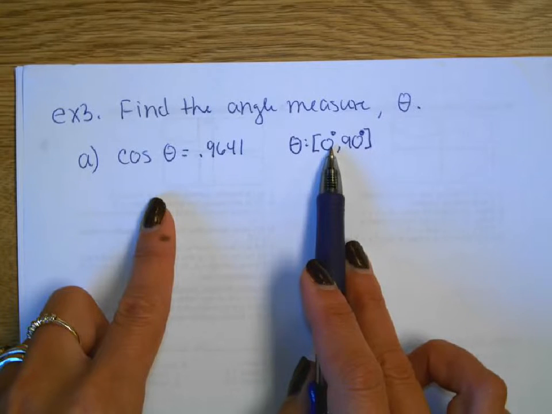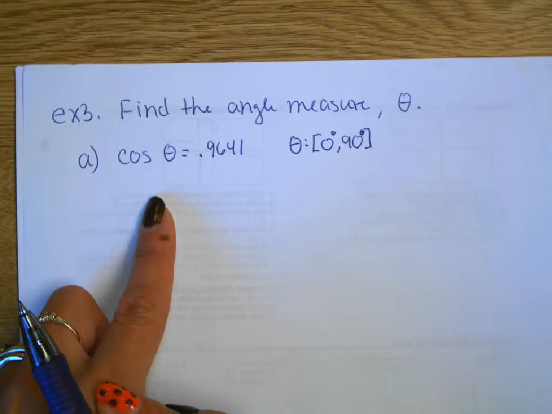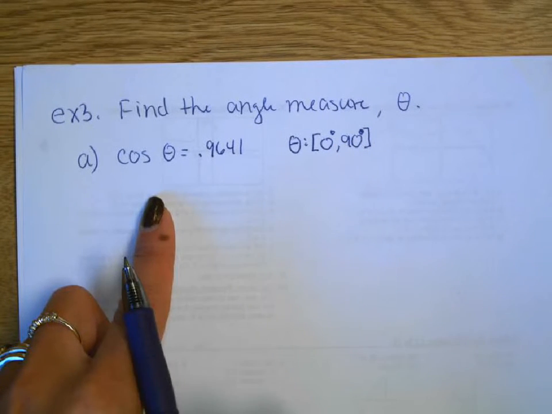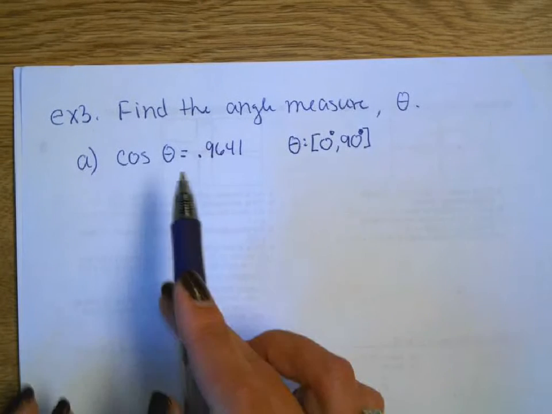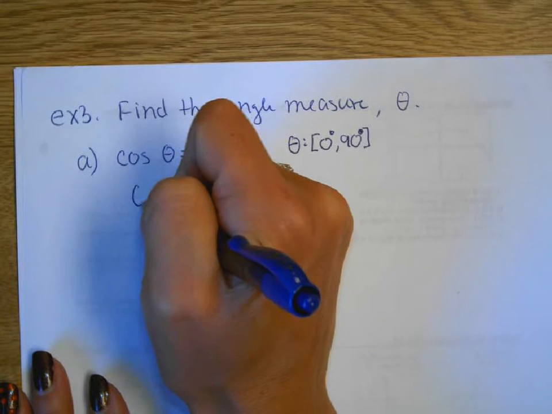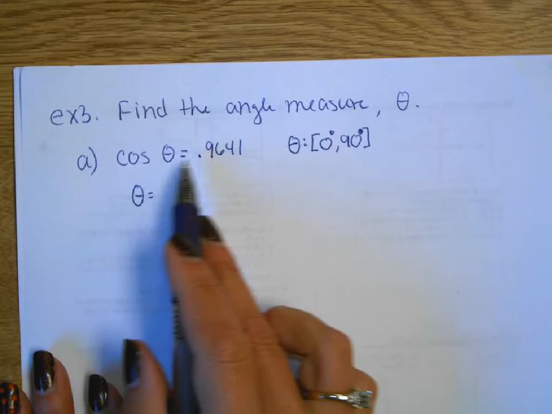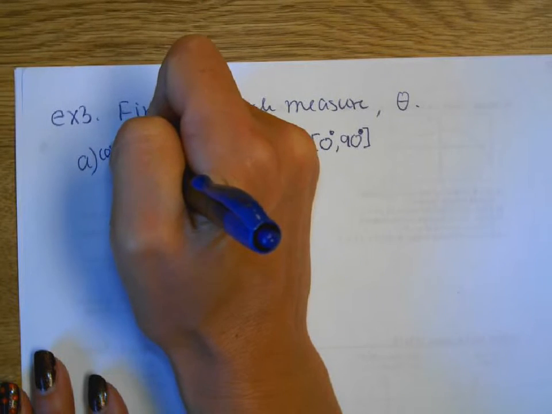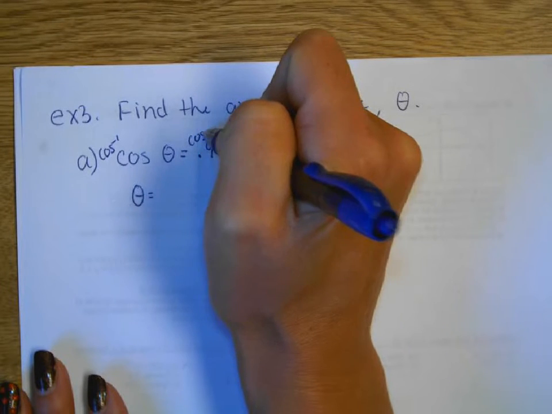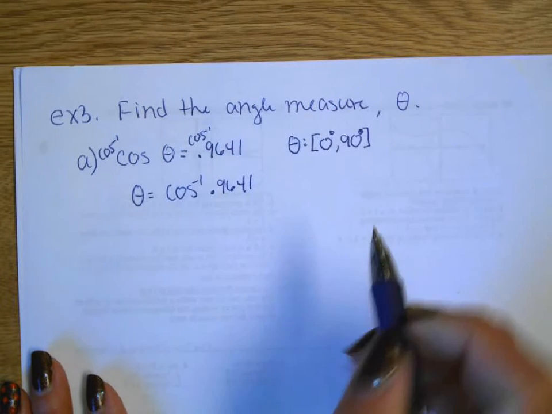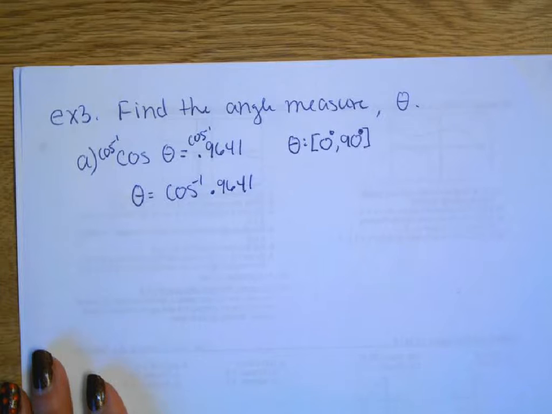So, this tells me to be in what mode? Degree mode, because it wants a degree angle. So put yourself in degree mode, and then how do I get the angle? What do I do to both sides to get an angle? Inverse cosine. So you type in inverse cosine of 0.9641. If you're in degree mode, it will give you a degree answer. If you're in radian mode, it will give you a radian answer.